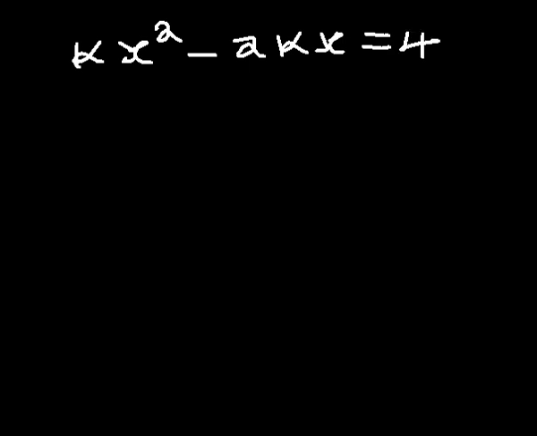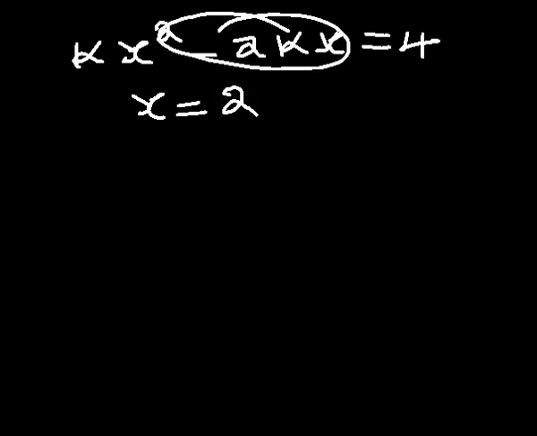And let's say we have the equation given as kx squared minus 2kx is equal to, let's say, 4. Now, assuming that x is equal to 2 is the solution, or the root of this quadratic equation, find the value of k.